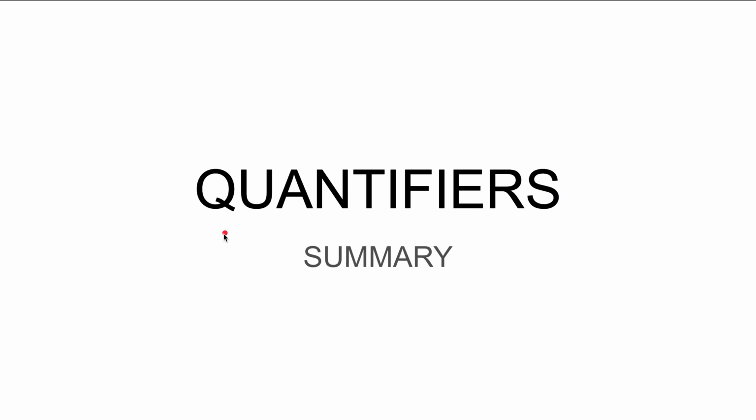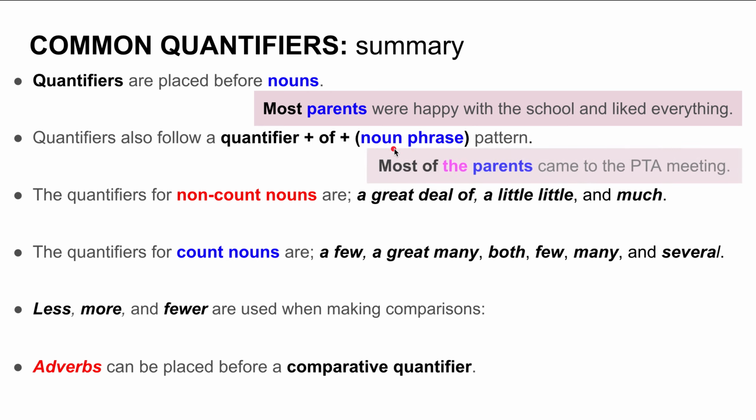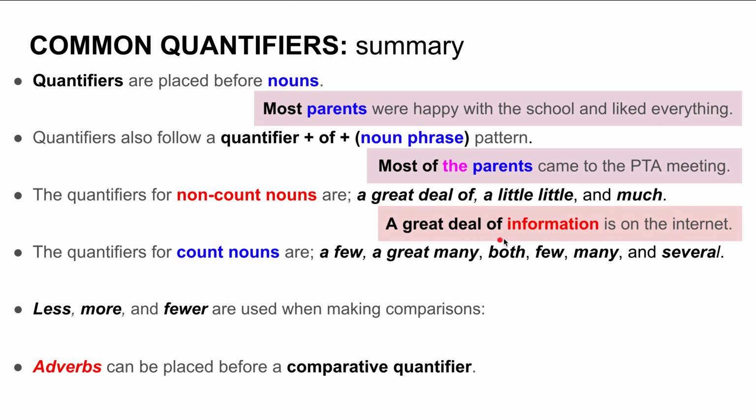Moving forward now, let's quickly summarize our quantifiers. So quantifiers are placed before nouns. Most parents. My quantifier is most. My noun is parents. Quantifiers also follow the quantifier of noun phrase pattern. For example, most of the parents came to the PTA meeting. The quantifiers for non-count nouns are a great deal of, a little, and much. For example, a great deal of information is on the internet. The quantifiers for count nouns are a few, a great many, both, few, many, and several. For example, parents asked many questions.